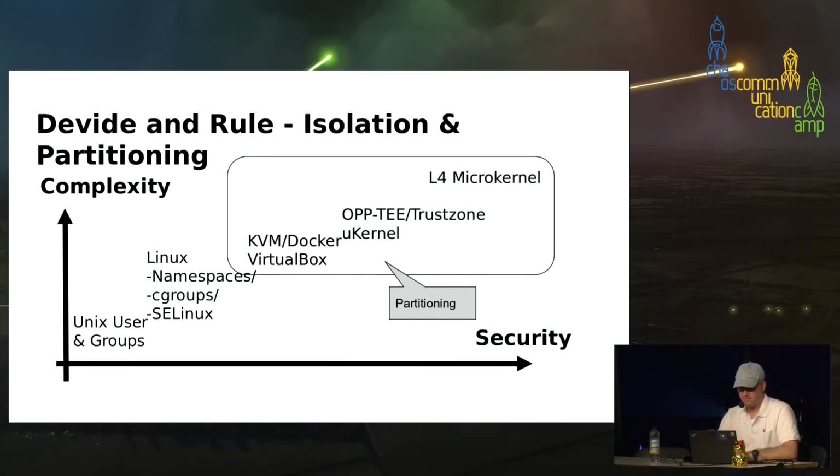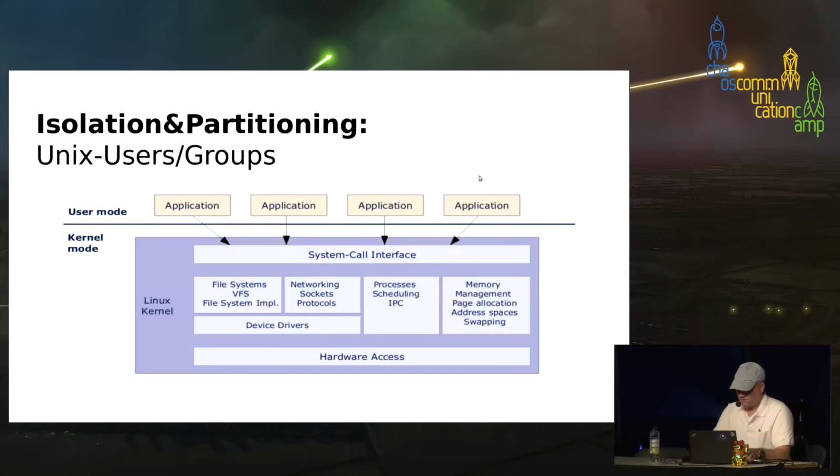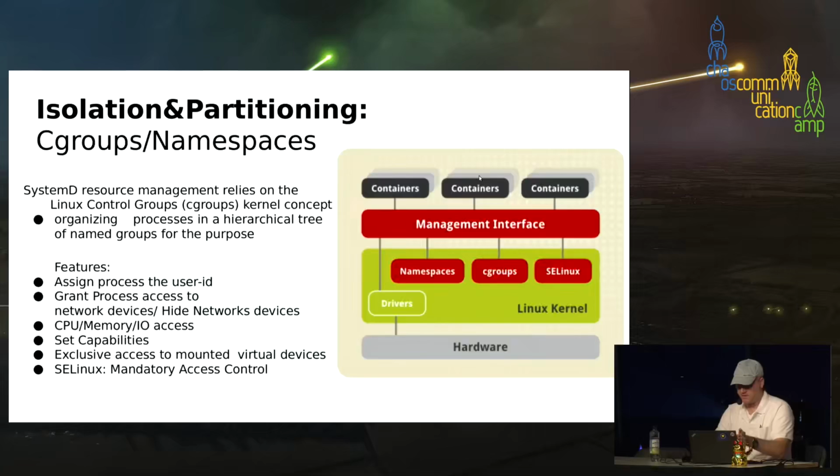So there are multiple mechanisms you could use to partition or isolate your systems. You could use Unix groups. You could use cgroups, the Linux-established namespaces. You could use a kernel virtual machine, Docker, VirtualBox. You could use a TrustZone feature called OP-TEE, or an L4 microkernel. Usually Unix groups, but this is a Unix system, so we'll skip this.